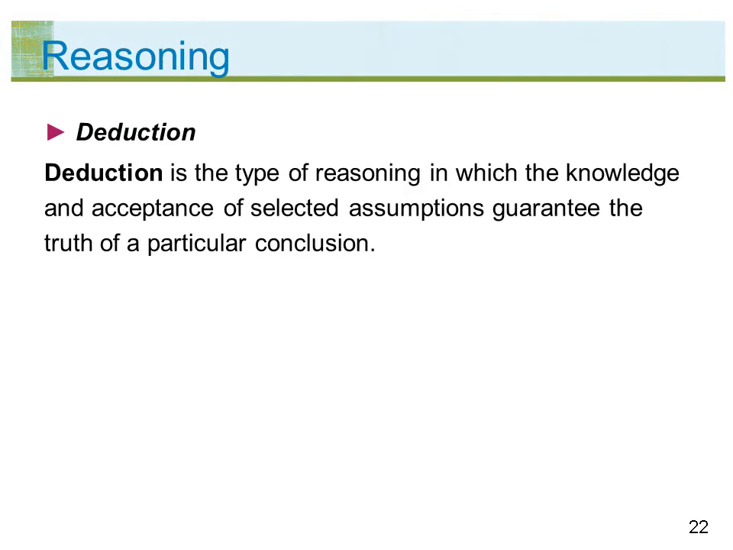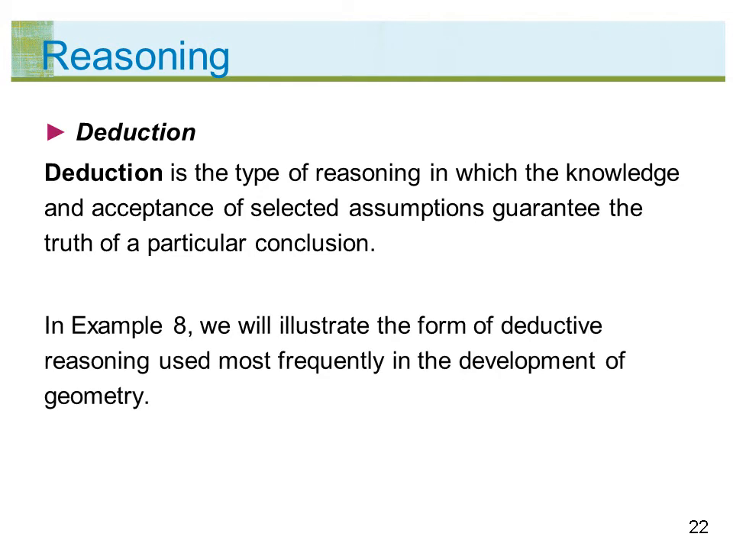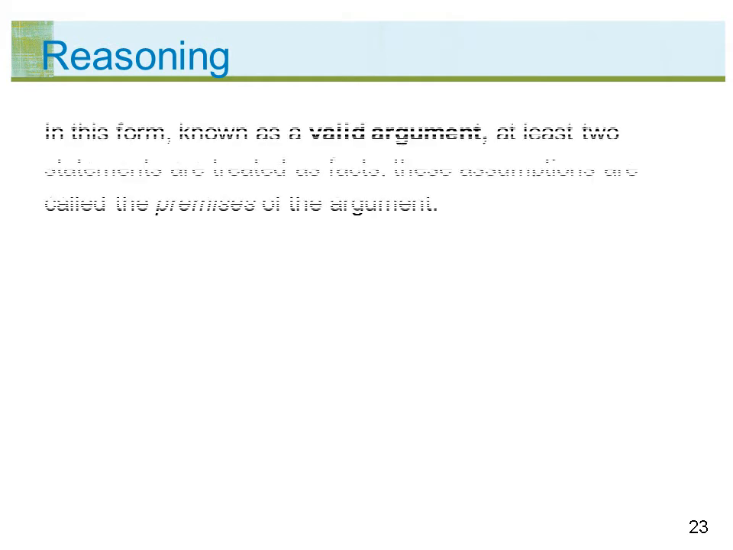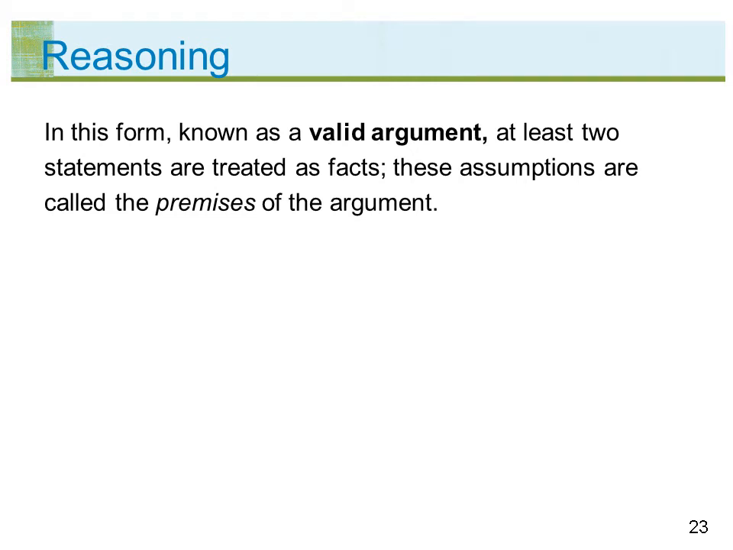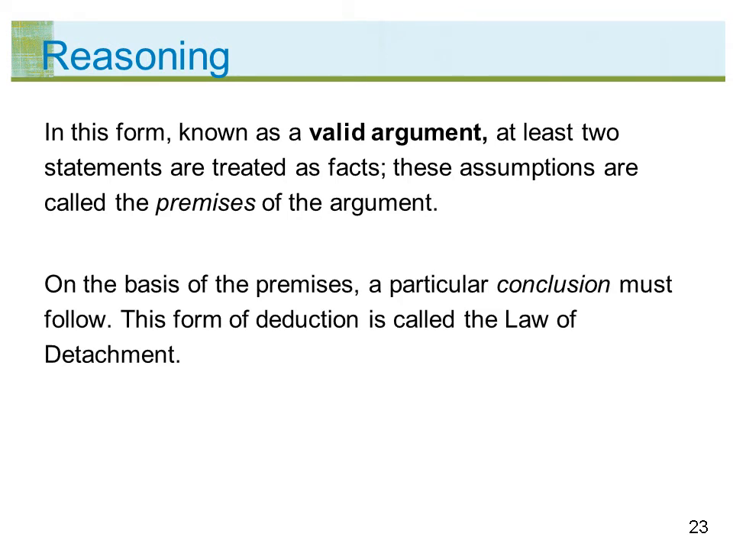measure. Deduction. Deduction is the type of reasoning in which the knowledge and acceptance of selected assumptions guarantee the truth of a particular conclusion. In Example 8, we will illustrate the form of deductive reasoning used most frequently in the development of geometry. In this form, known as a valid argument, at least 2 statements are treated as facts. These assumptions are called the premises of the argument. On the basis of the premises, a particular conclusion must follow. This form of deduction is called the law of detachment.